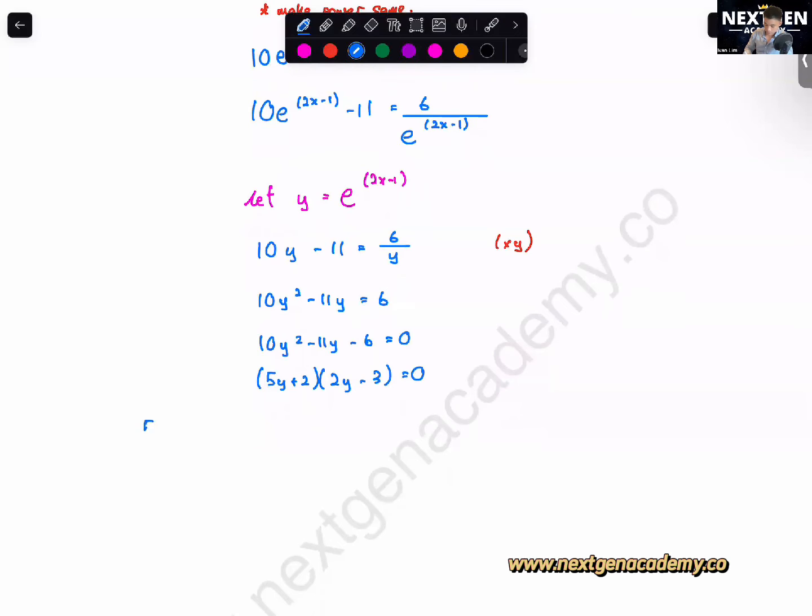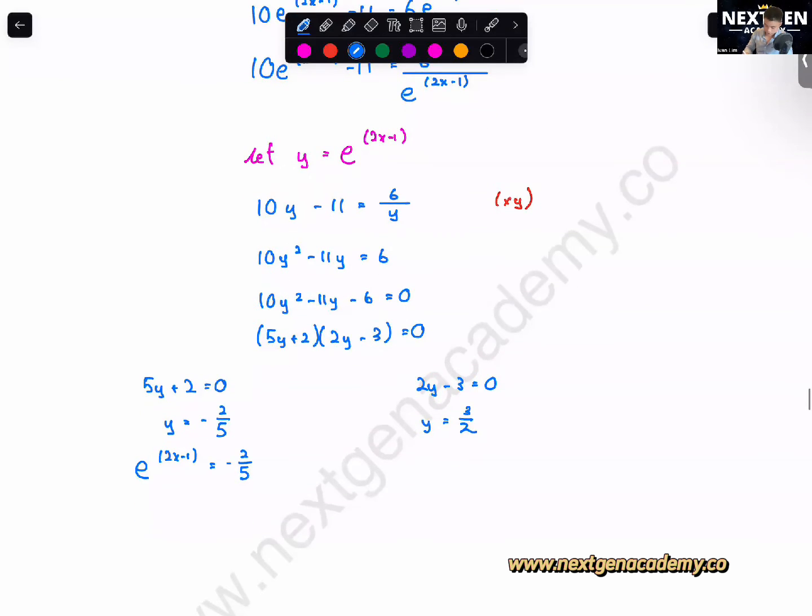Okay, we split it up. So 5y plus 2 equals 0. 2y minus 3 equals 0. y equals negative 2 over 5. y equals 3 over 2. So e to the power of 2x minus 1 equals negative 2 over 5. Let's try to solve this. Can solve or not? 2x minus 1 equals ln negative 2 over 5. Okay, this one we reject because you can't ln a negative value.